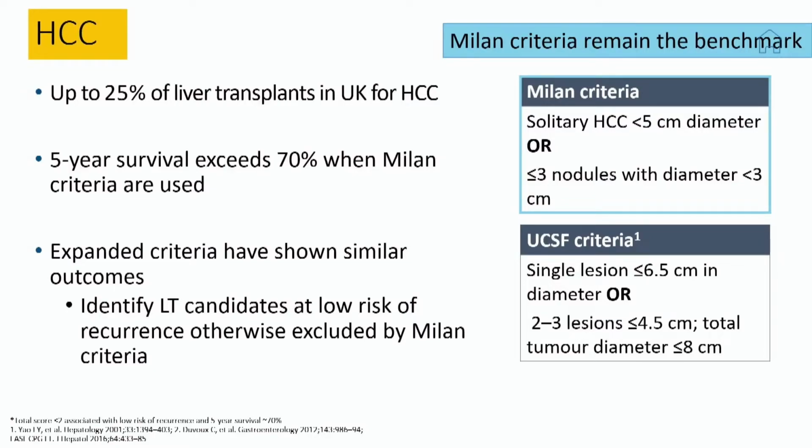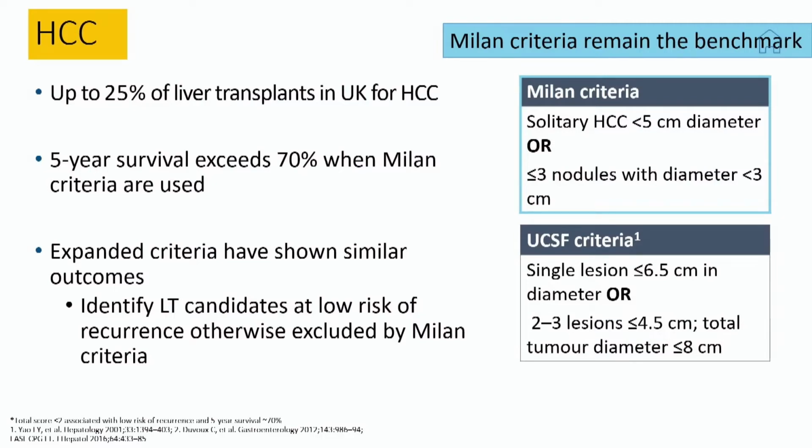We should give priority. In the UK, 25% of liver transplantations are done for hepatocellular carcinoma. Initially the survival rate was very poor, but in recent days it is a considerably acceptable survival rate if we are using the Milan criteria.